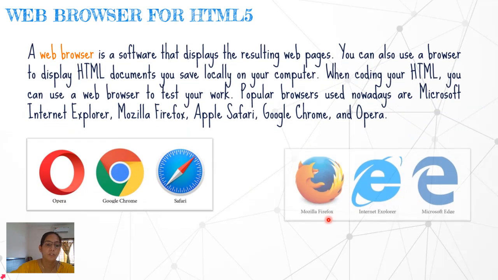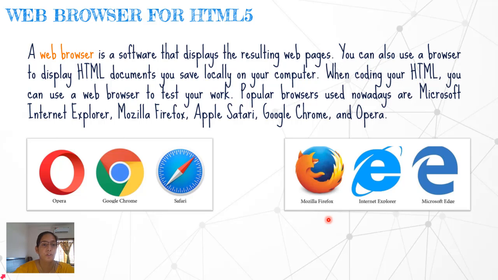Next is the web browser. Children, in the last presentation also I told you what a web browser is. A web browser is an application which is used to access web pages, or which is used to access the internet. Some of the browsers are Opera, Google Chrome, Safari, Mozilla Firefox, Internet Explorer. All these are browsers.